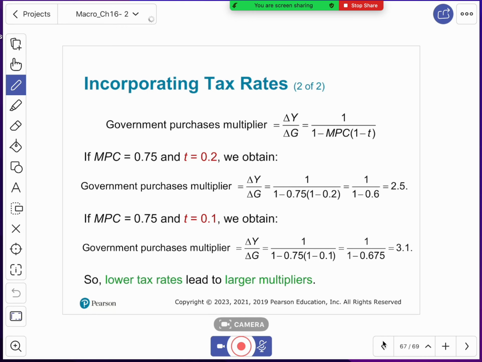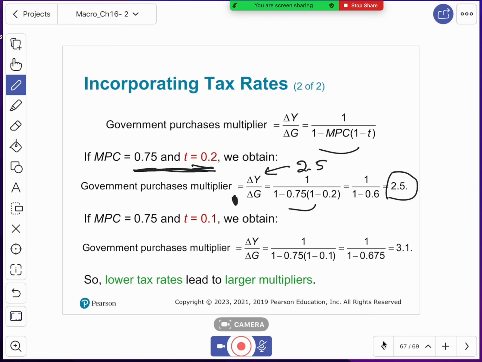So here, for example, we're given some numbers, assuming that MPC is 0.75, and the tax rate is 0.2, which is 20%. Using these numbers, you can plug it into this equation, right, and get that the multiplier is 2.5. So for each $1 increase in government spending, GDP is going to increase by 2.5.